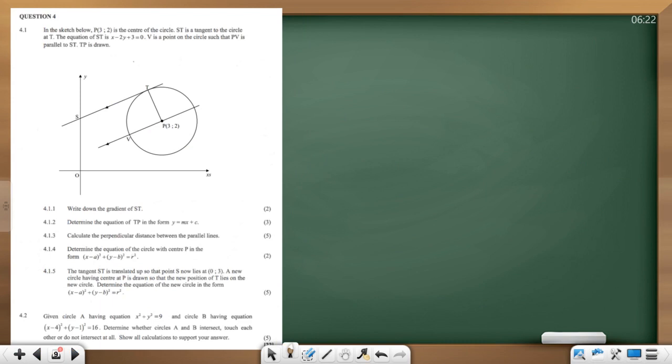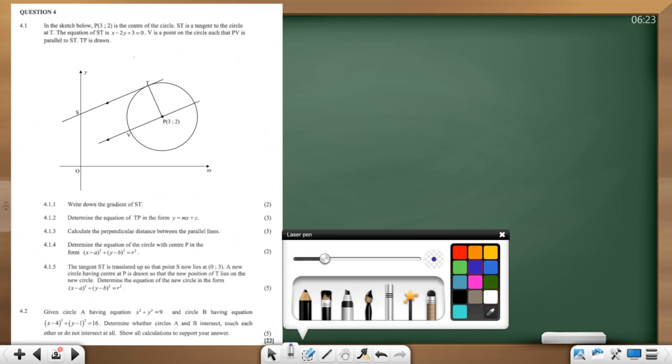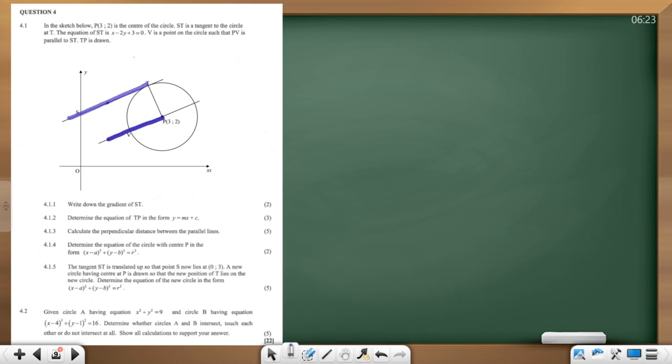Oh, let's look at this one. In the sketch below, P, which is (3, 2), is the center of the circle. ST is a tangent to the circle at T. The equation of ST is given as x minus 2y plus 3 equals 0. V is a point on the circle such that PV is parallel to ST. Parallel lines have equal gradients. Write down the gradient of ST.